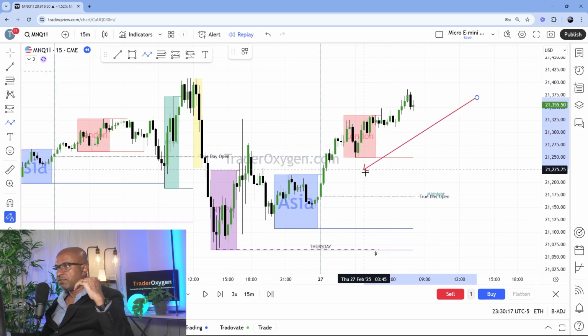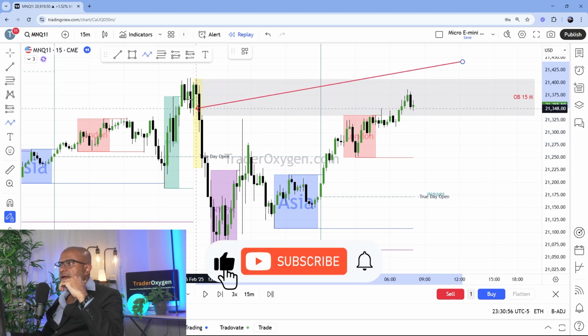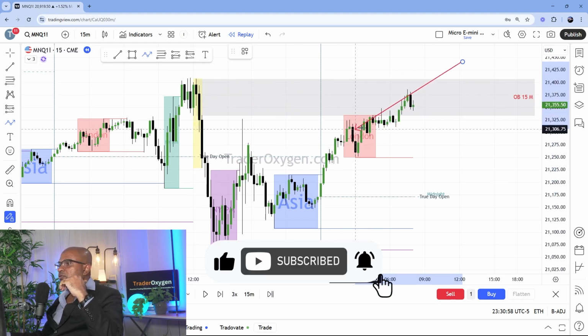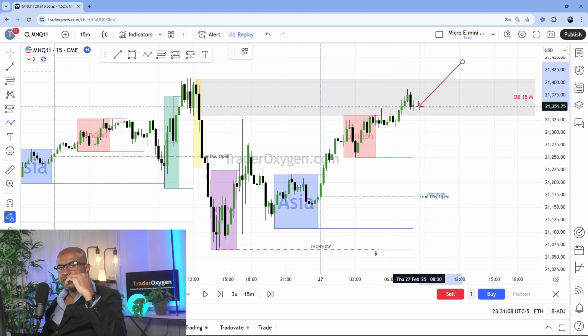So now again, I'm in the 15-minute chart. Also, you can see when the price displaced down, it made a bearish order block here. And when the price is retracing, you can see the price is respecting that bearish order block over here. So that is also a positive sign for a sell entry.